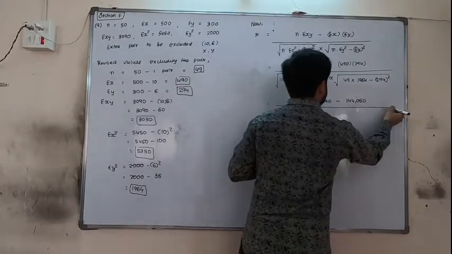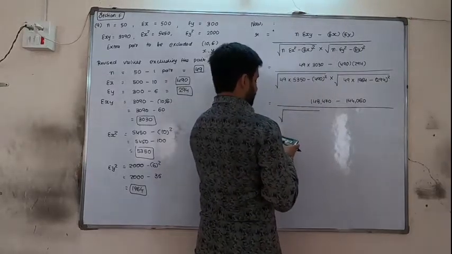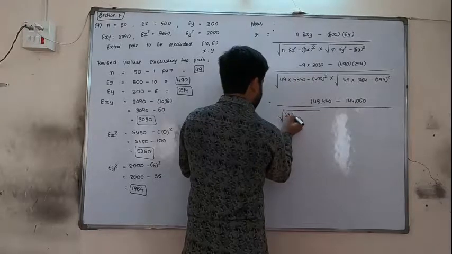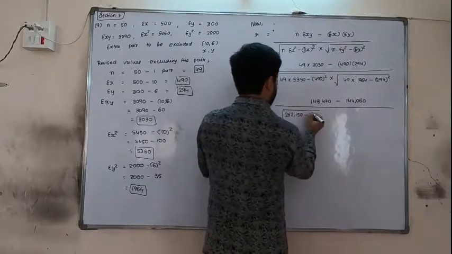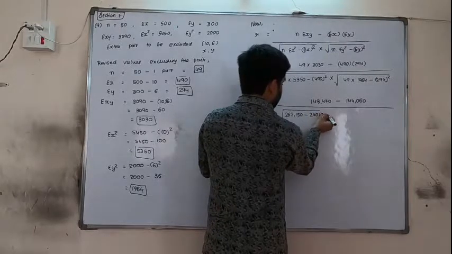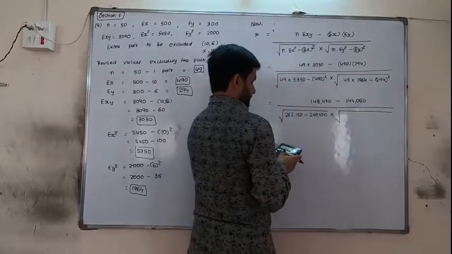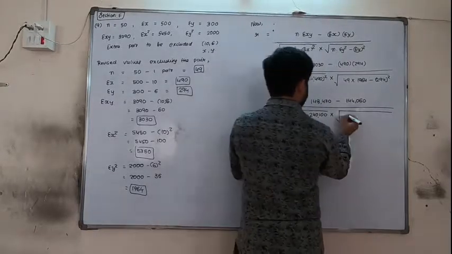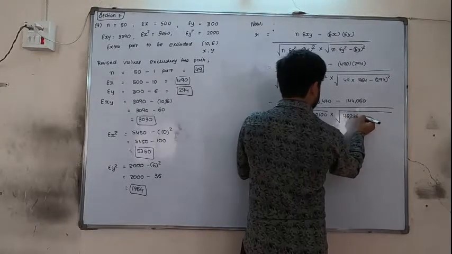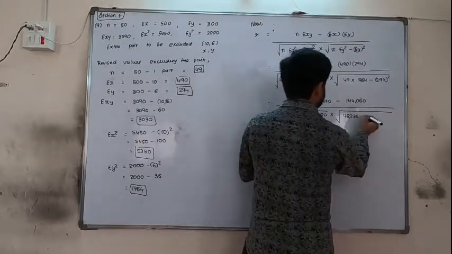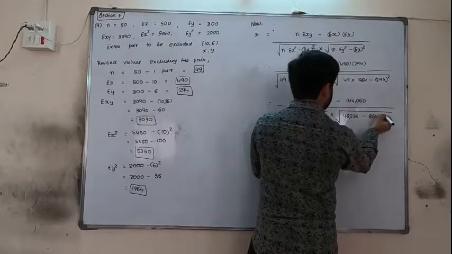That is 1,44,060, divided by, in the first square root, 49 into 5350, which is 2,62,150, minus 490 whole square, 2,40,100. Multiply the second square root: 49 into 1964, which is 96,236, minus 294 whole square, 86,436.